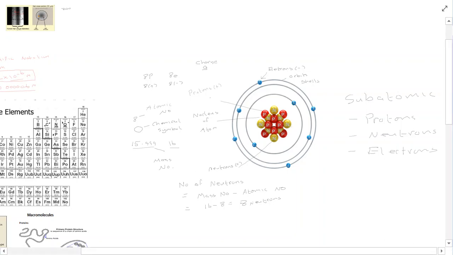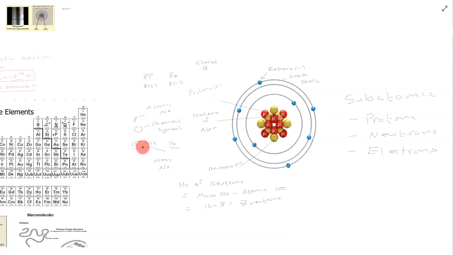If you want to work out the number, so that's how you figure it out. If you want to know how many protons and electrons are present within an atom, you look at the periodic table, look at the atomic number. In the case of oxygen here, we have 8 protons and 8 electrons.